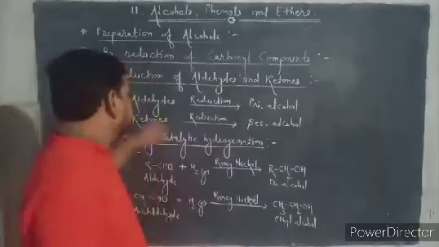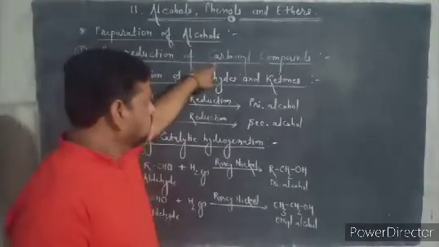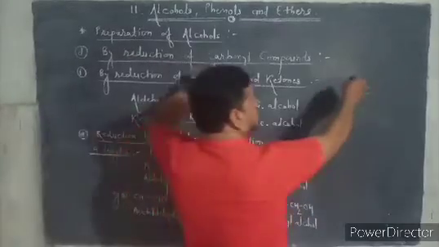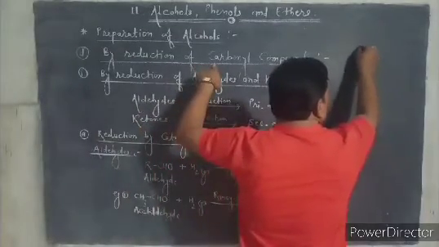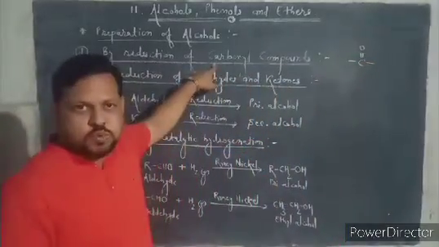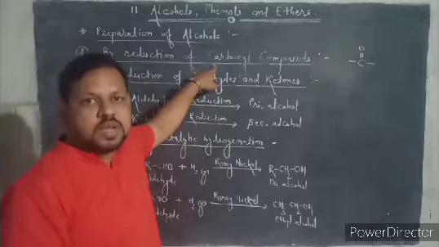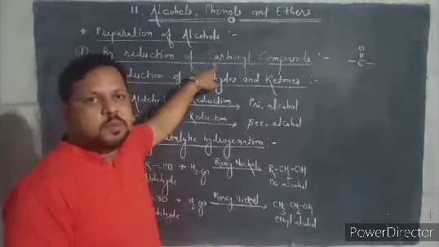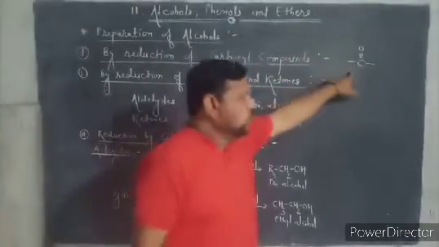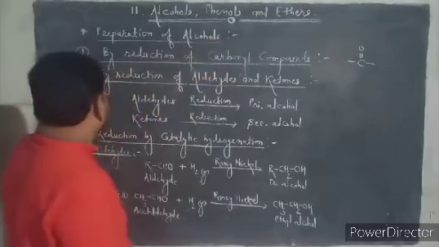Then next preparation, by reduction of carbonyl compounds. As you know, carbonyl compounds are compounds in which the C double bond O group is present, that is the functional group. For example, aldehydes, ketones, carboxylic acids. These compounds contain the carbonyl C double bond O group, hence it is called carbonyl compounds.